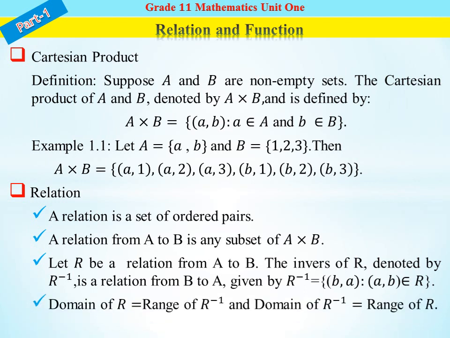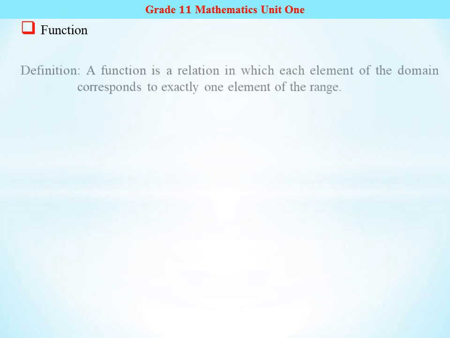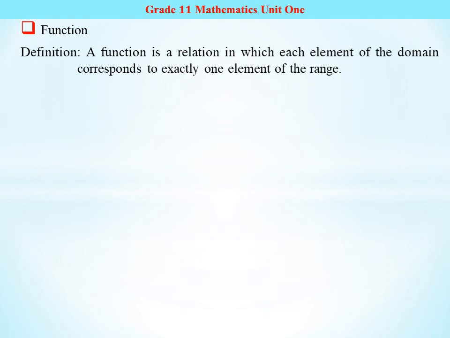ሪሌሽንሺፓቸውን ስናይ ዶሜን ኦፍ አር ኢኳል ቱ ከማን ጋር እኩል ነው? ሬንጅ ኦፍ አር ኢንቨርስ ነው። ኤንድ ዶሜን ኦፍ አር ኢንቨርስ ኢኳል ቱ ሬንጅ ኦፍ አር። ለዚህ ለምሳሌ ሬንጅ ኦፍ አር ብትጠየቁ አር ኢንቨርስን ከፈለጋችሁ በኋላ የአር ኢንቨርስ ዶሜን ከማን ጋር እኩል ስለሆነ ሬንጅ ኦፍ አር ጋር እኩል ስለሆነ በቀላሉ When we come to a function is a relation in which each element of the domain corresponding to exactly one element of the range.